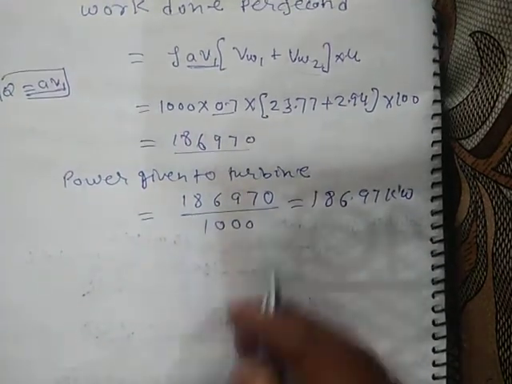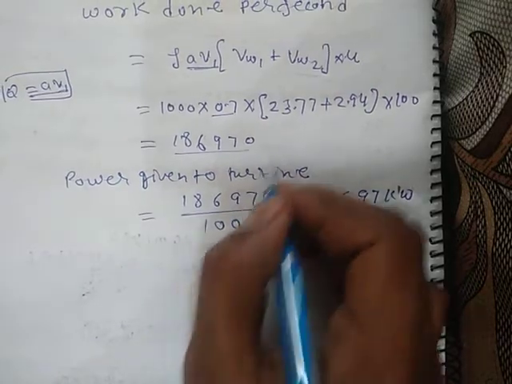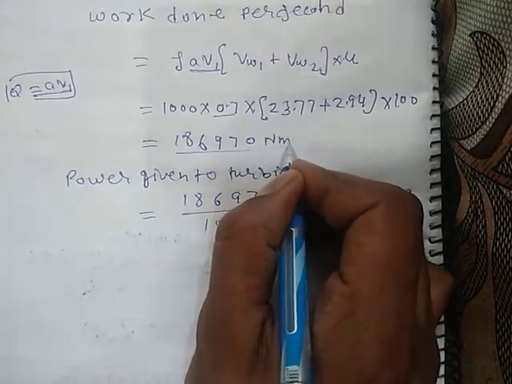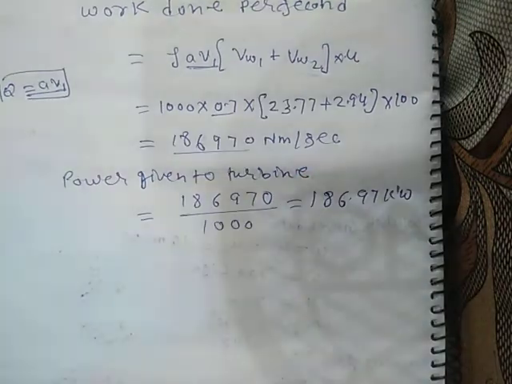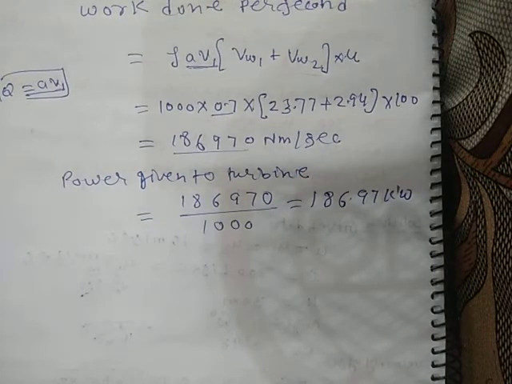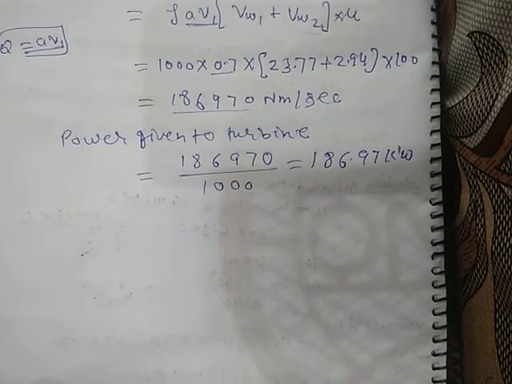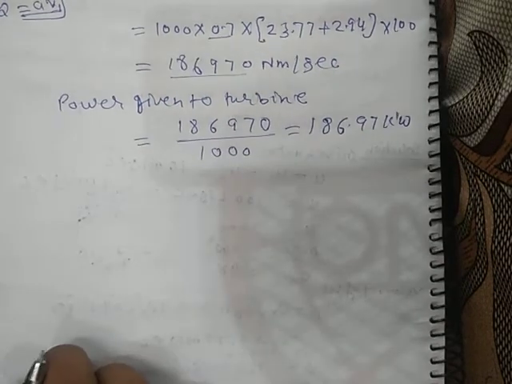So this is the unit, right? Newton meter per second. We have already discussed how to calculate the unit of work done in the last lecture.